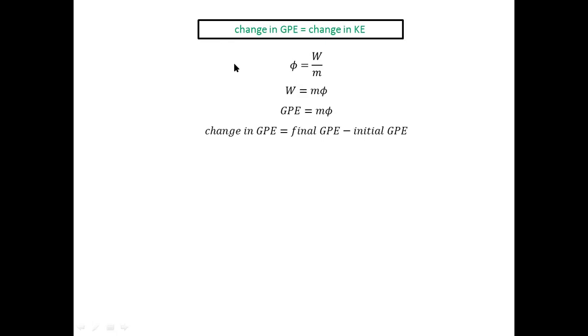So substituting the formulas for this, it will become like this. So final GPE is mass of the object times the final gravitational potential minus the product of the mass of the object times the initial gravitational potential. So since this m is the same for the two terms, we can actually factor it out, giving us this one. So where do we get these values?